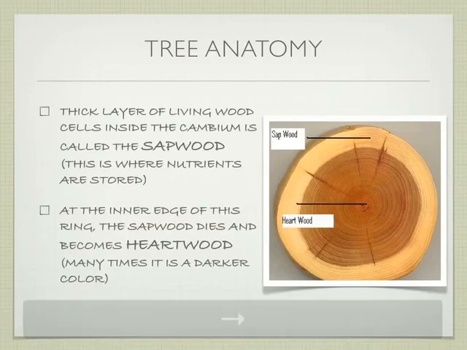So inside of that, if we get rid of the bark, we have a thick layer of living wood cells inside the cambium. That's called the sapwood, which is this outer stuff. It's a little bit lighter in color. This is where all the nutrients are stored. This is kind of the active part of the tree. Inside of that is what's called the heartwood. This is when the sapwood dies, but it stays part of the tree.